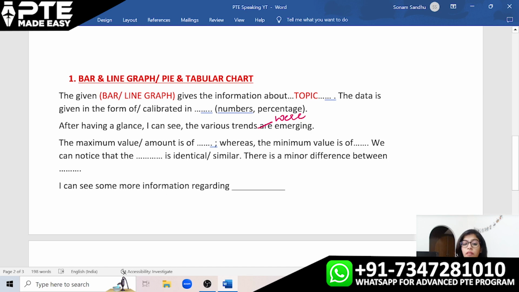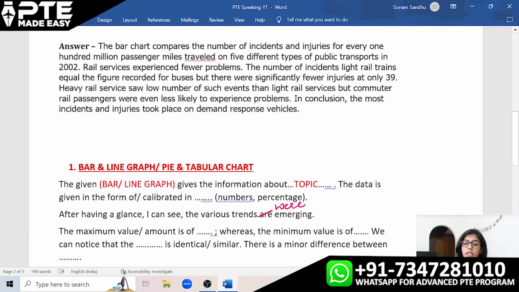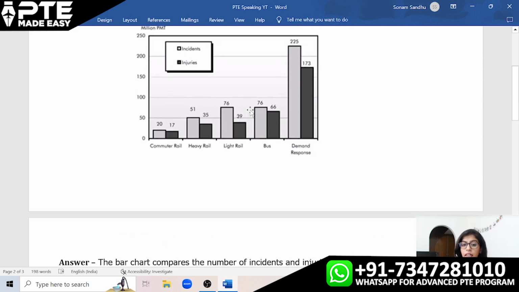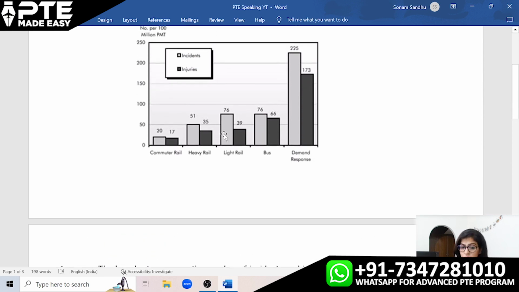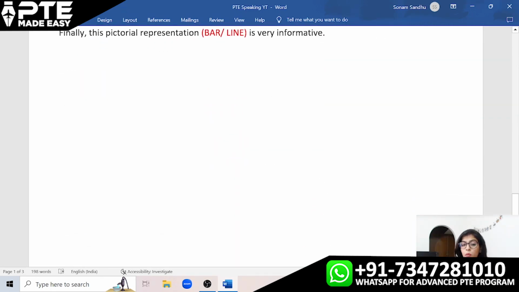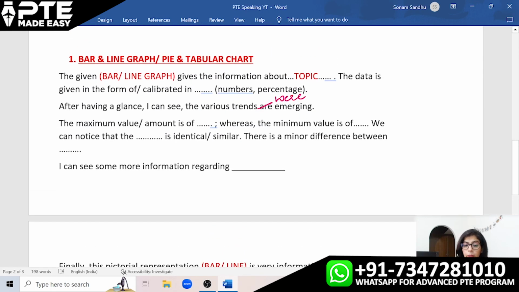Now next, the maximum value I have already told, whereas the minimum value is of, that also has been told. We can notice that the dash is identical. What is identical? We can notice that the number of incidents on light rail and bus was identical. This is what they were saying. Simply they are saying was identical.